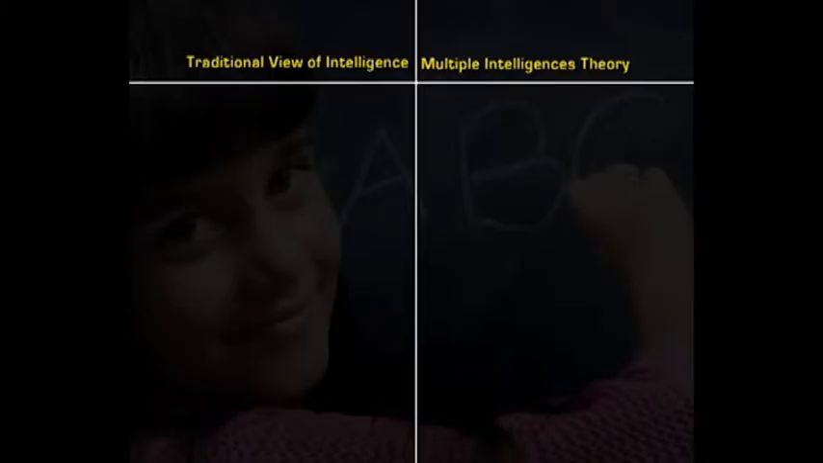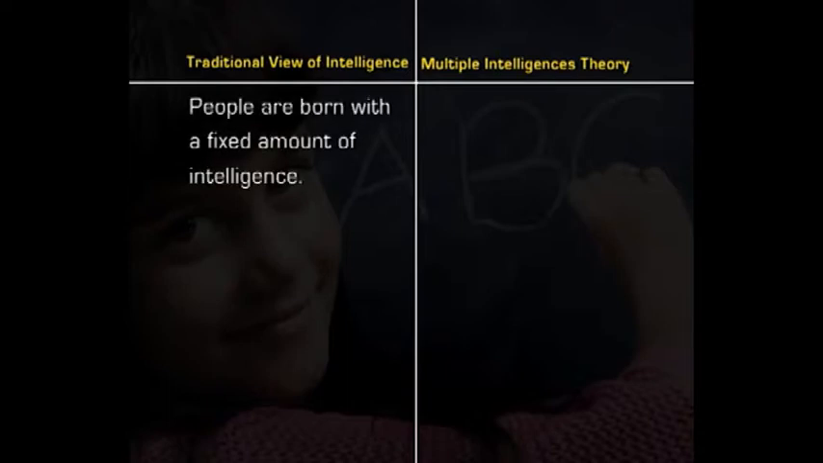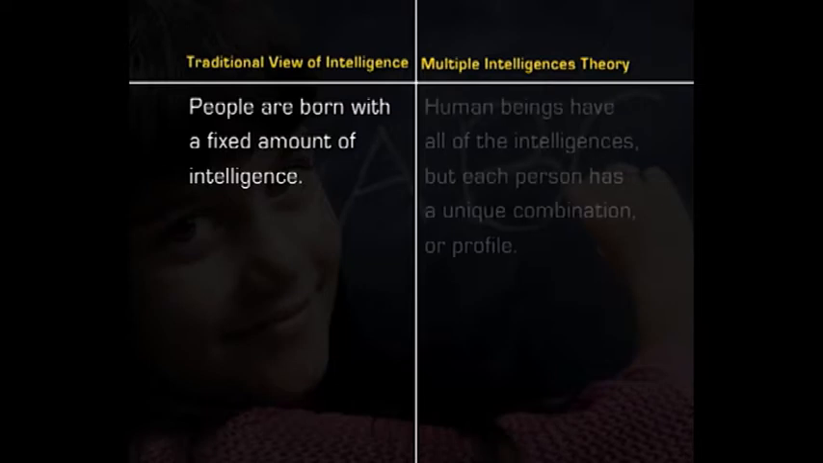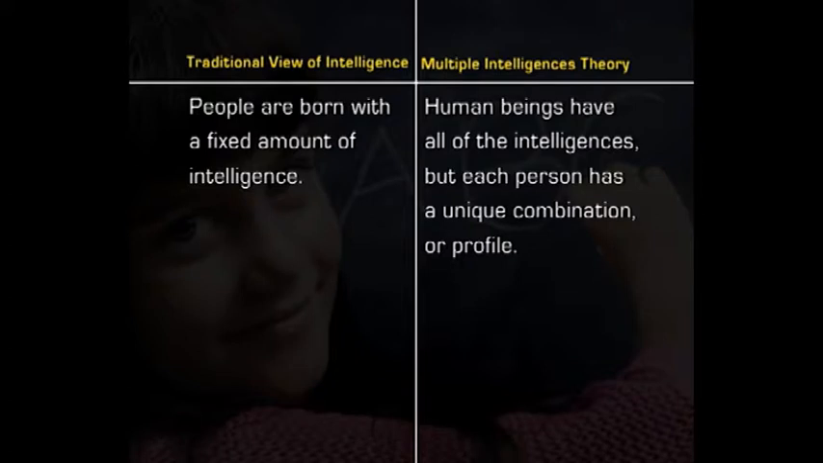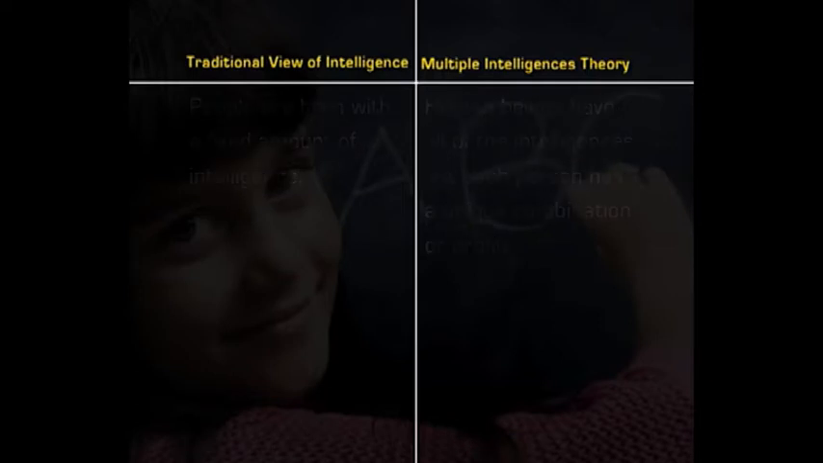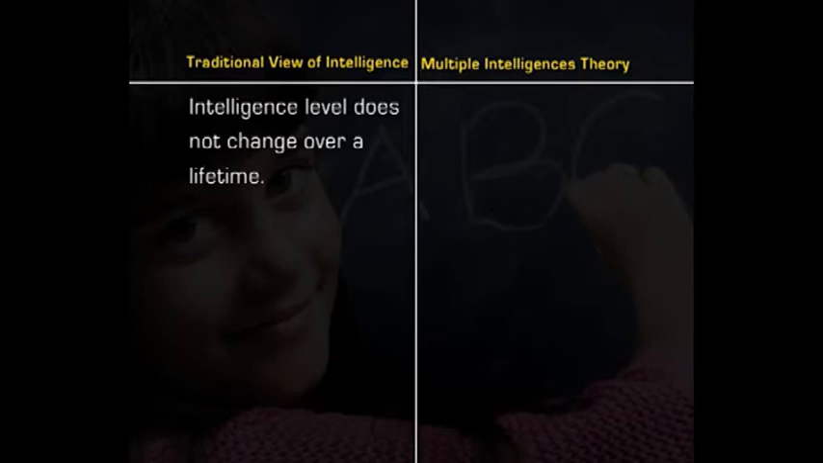Let's now have a look at the difference between the traditional view of intelligence and multiple intelligence theory. Traditional view of intelligence: People are born with a fixed amount of intelligence. Multiple intelligence theory: Human beings have all of the intelligences, but each person has a unique combination or profile. Traditional view: Intelligence level does not change over a lifetime.